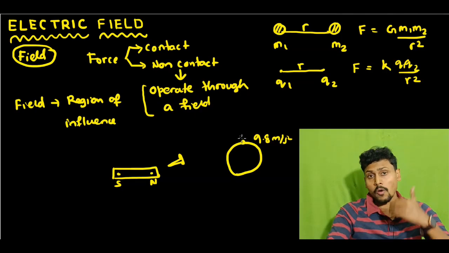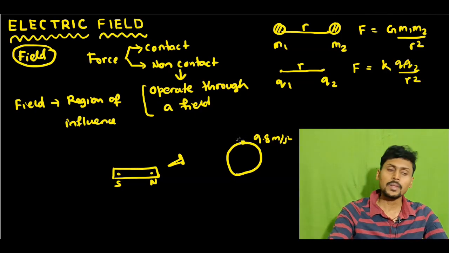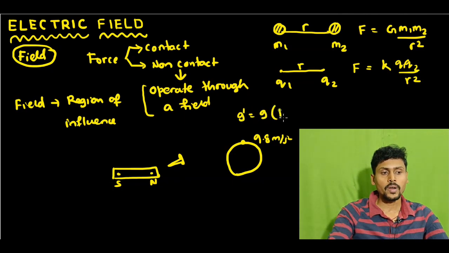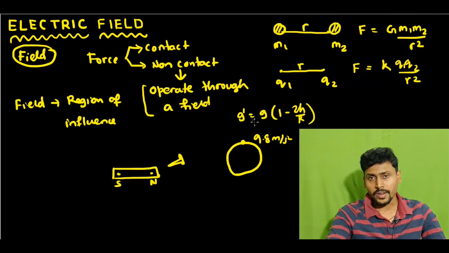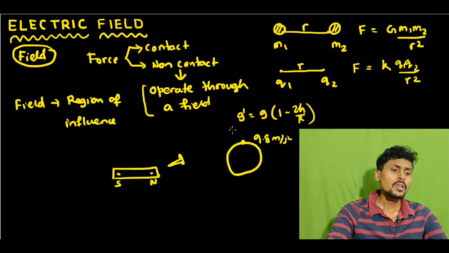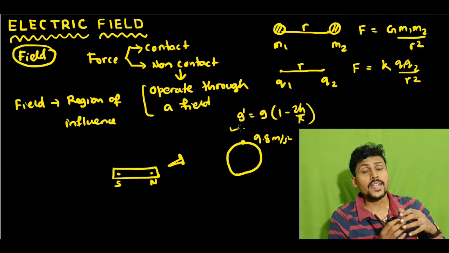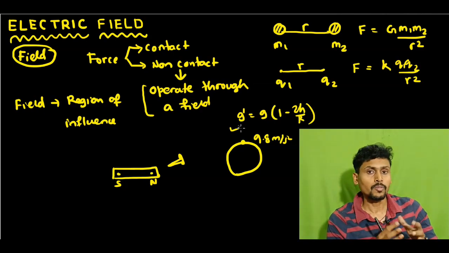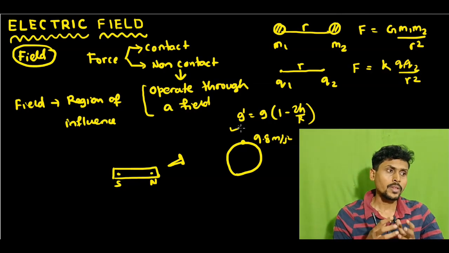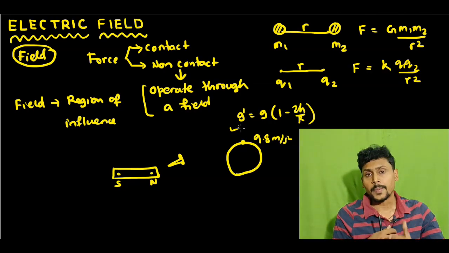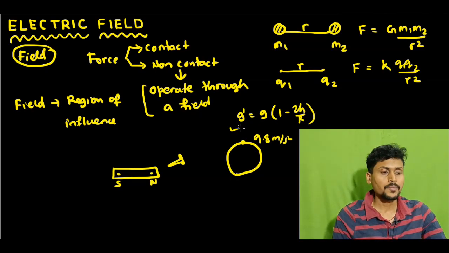But when you go away from the surface of Earth with height, what happens? The value of g decreases, and we know that g dash is equal to g whole into 1 minus 2h by r. Okay, so g dash means the acceleration due to gravity at a height h. So when you move away from the surface of Earth, the value of acceleration due to gravity decreases, or we can say that the gravitational force of Earth decreases.